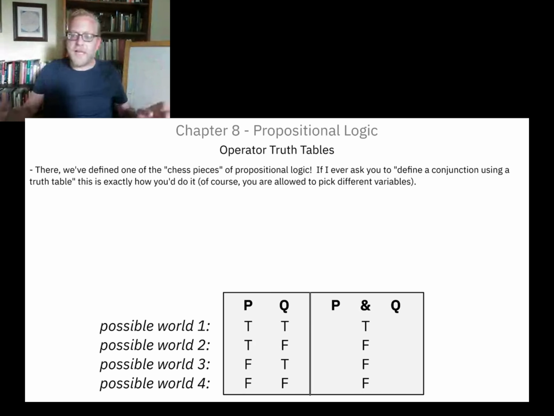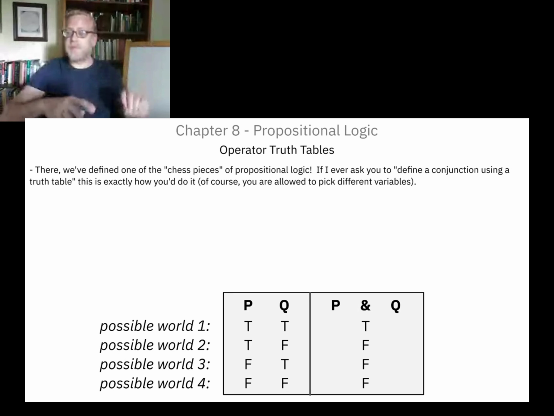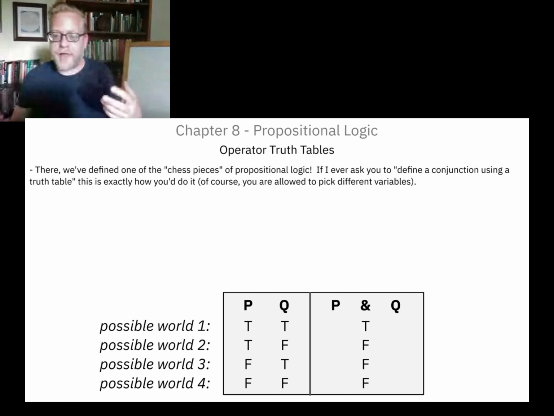So if I ever say define a conjunction using a truth table, this is just what you do. You'd have the P and the Q, lay out the truth values, all the possibilities, and then take the conjunction statement for a spin and ask yourself, in world one, is it true or false? In world two, is it true or false, etc. Then you will have defined what it looks like. And it'll look like this every time.